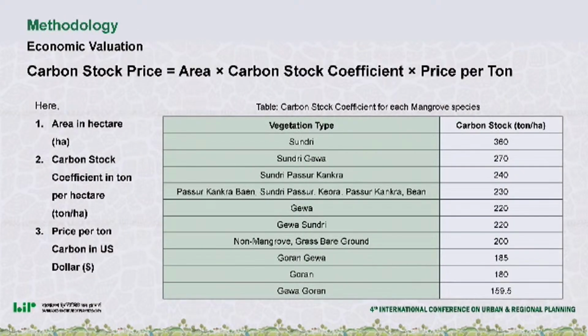So after the mapping of the tree species is completed, we proceed to economic valuation of the tree species. Here we use the formula: carbon stock price equals area times carbon stock coefficients times price per ton carbon. We collected carbon stock coefficients and price per ton of carbon from extensive literature review.